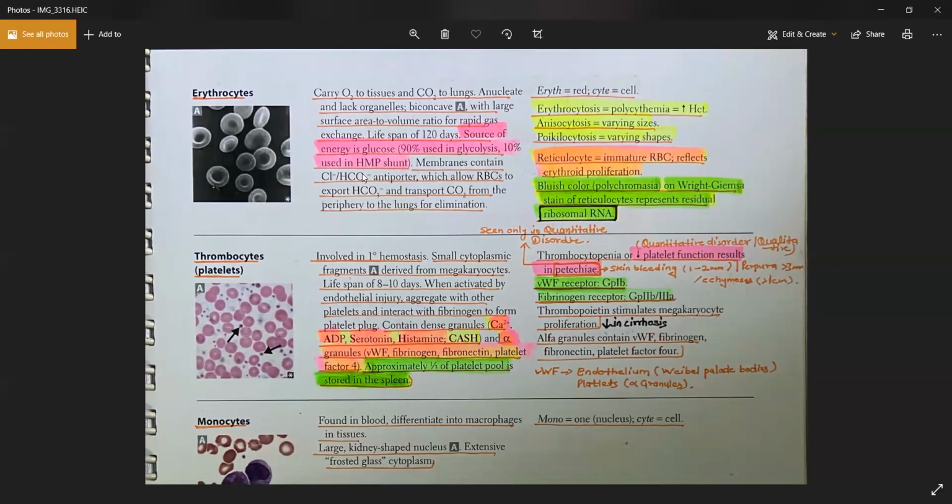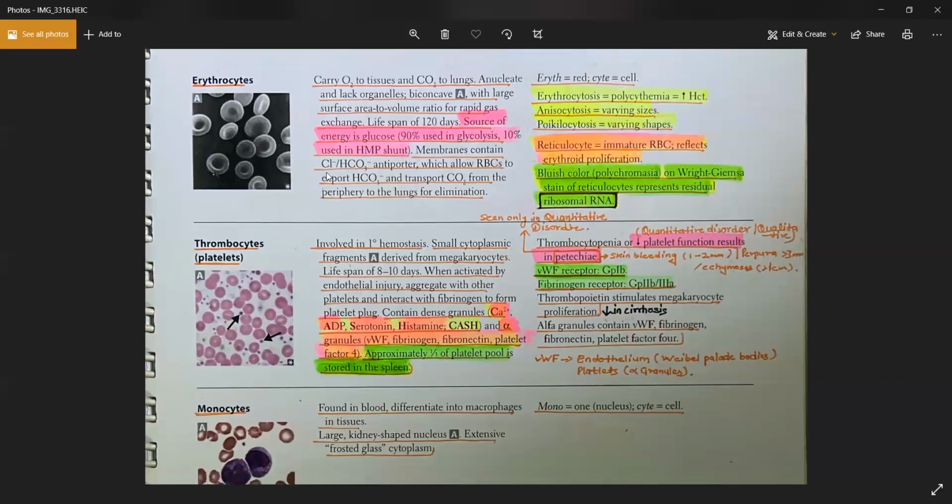Their membrane also contains the chloride and bicarbonate antitransporter, which will throw out the bicarbonate and take in the chloride. You will call it the chloride shift. We will study that later in the respiratory section also, right? And this helps the RBCs to carry this CO2 to the lungs, right?